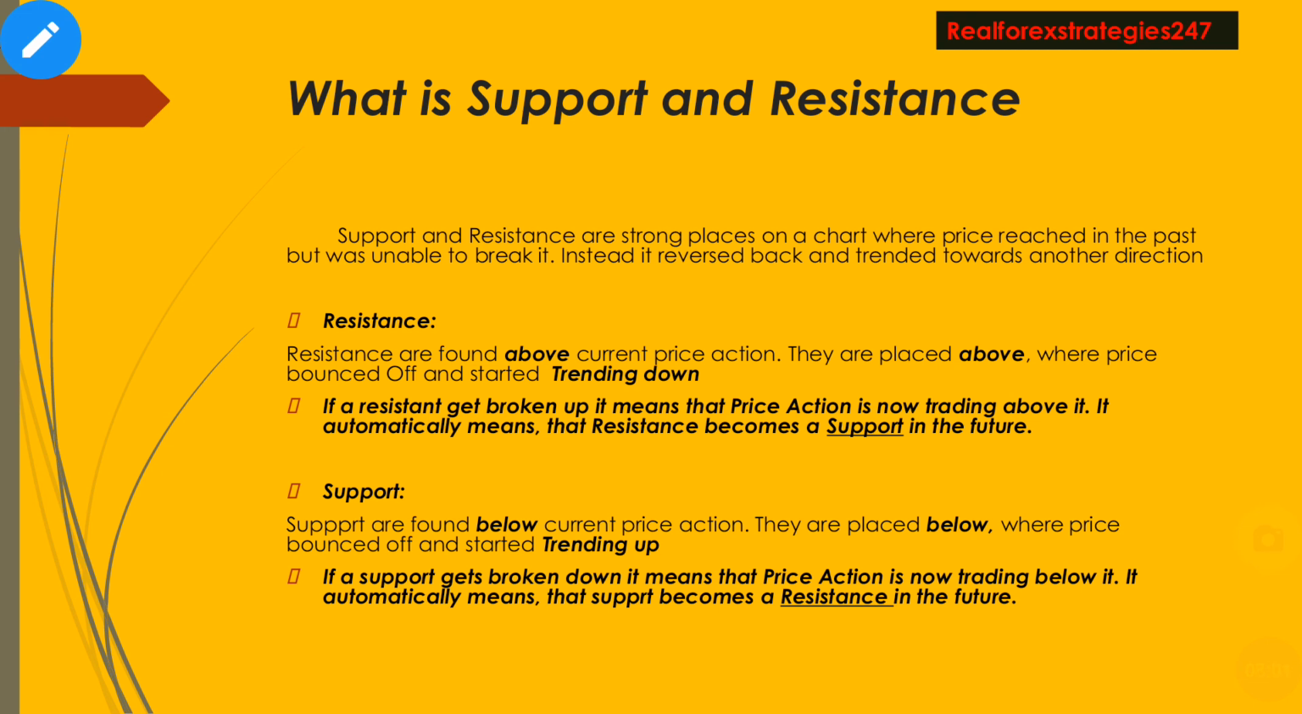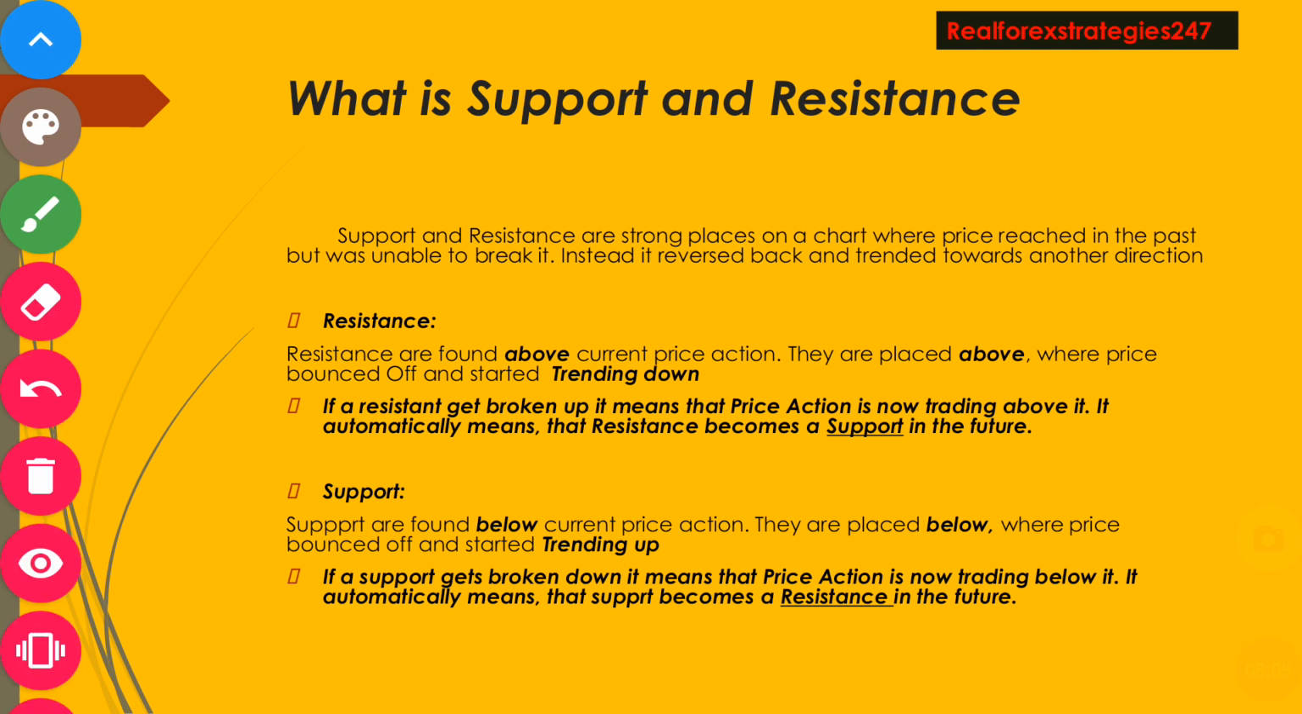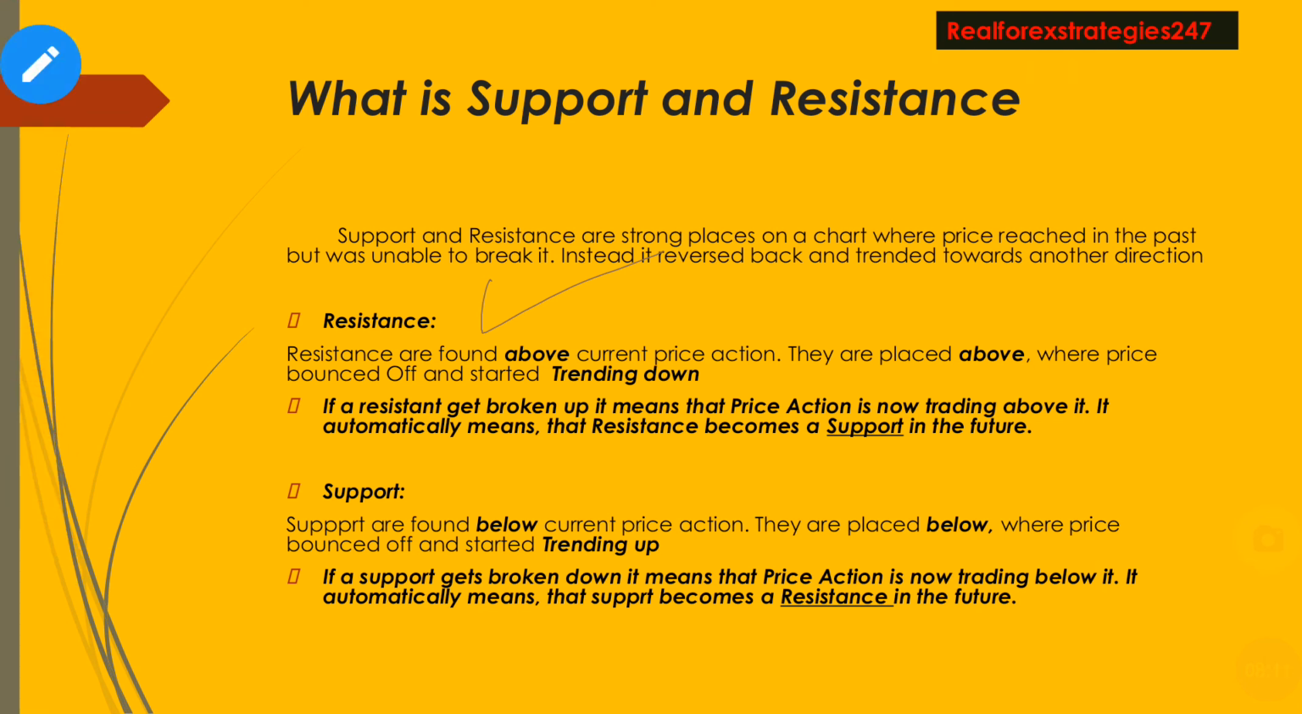Moving on, resistance. Now we're going to be talking about the definition of resistance. Resistance lines are found above current price action. They are placed above where price bounced off and started trending towards another direction, or trending down, right? That is what resistance is.